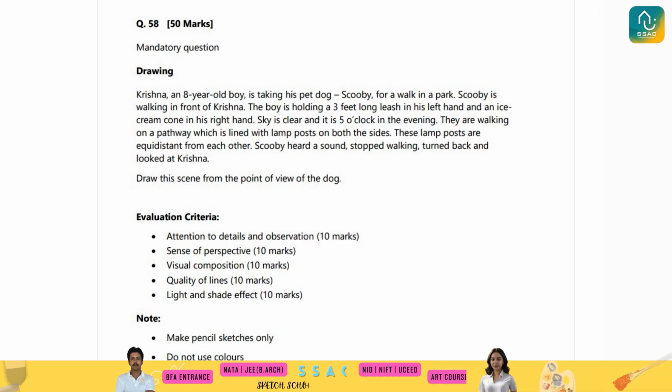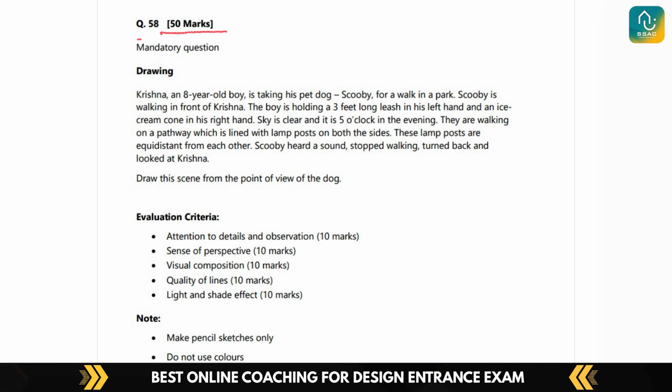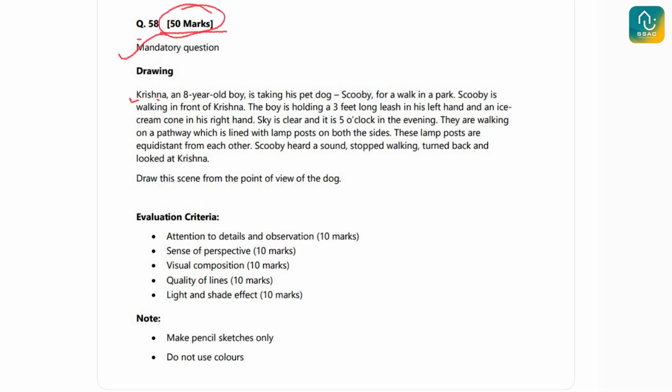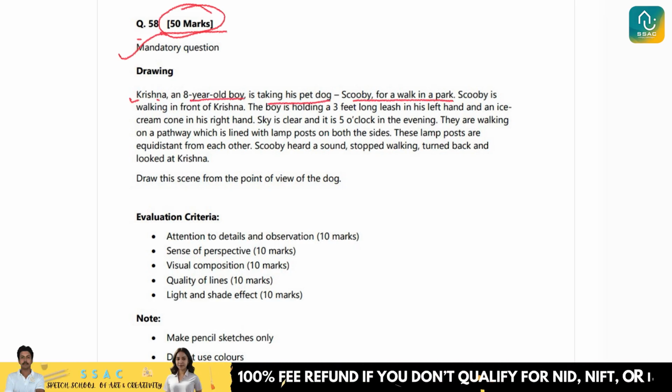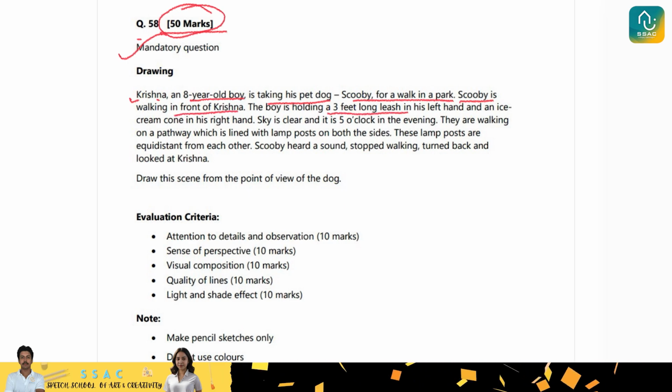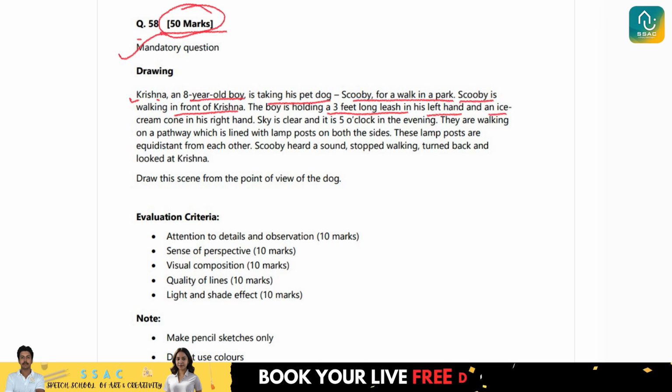Okay, let's read the mandatory question of perspective which we will solve today. It consists of 50 marks. The question is: Krishna, an 8-year-old boy, is taking his pet dog, Scooby, for a walk in the park. Scooby is walking in front of Krishna. The boy is holding a 3 feet long leash in his left hand and an ice cream cone in his right hand. The sky is clear. It is 5 o'clock in the evening.